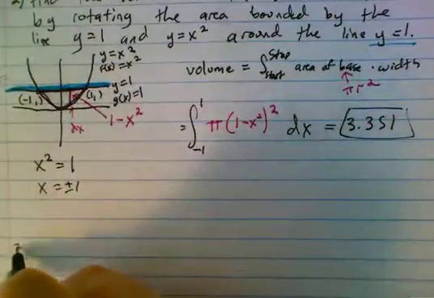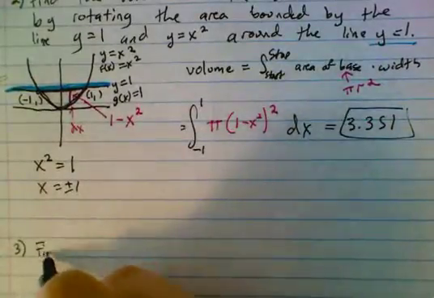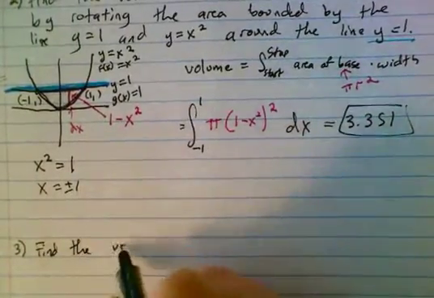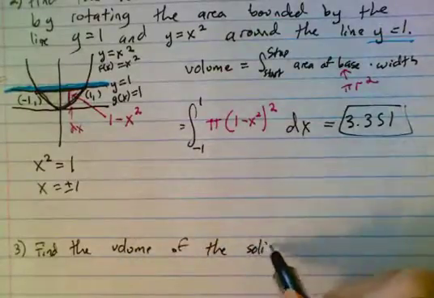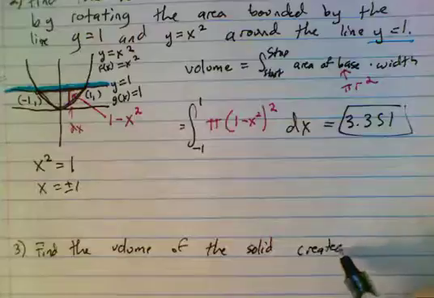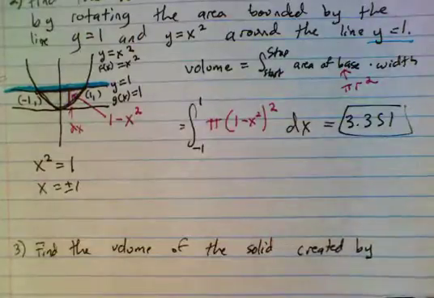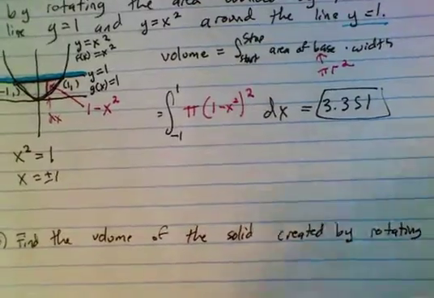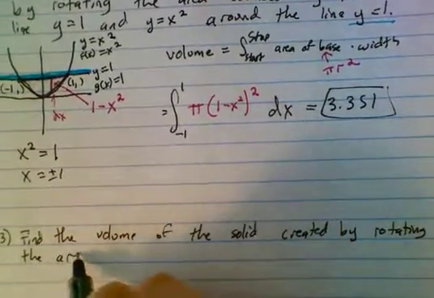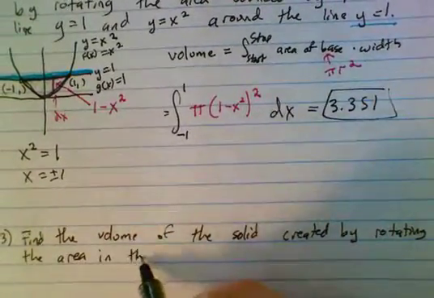Okay, final one. Find the volume of the solid created by rotating the area in the first quadrant.